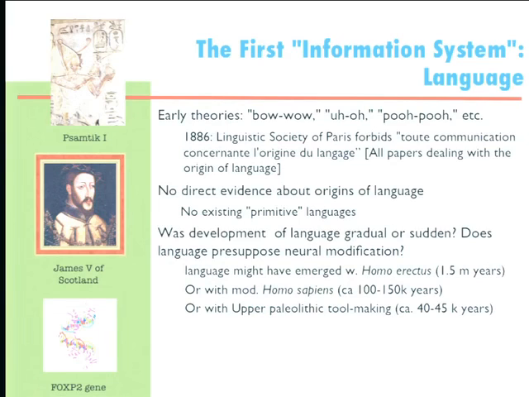Did it begin with warning noises, uh-oh, and beware, and so on? Or with notions of affection, expressions of emotion, expressions of disgust? Or with the imitation of animal noises? So bow wow was the dog, and so on. People had theories. There was the bow wow theory, and the poo poo theory, and the uh-oh theory, and so on and so forth.